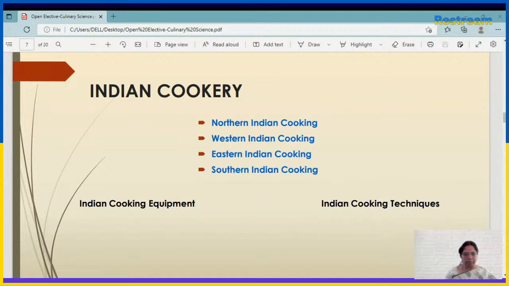So Indian recipes have their own cooking equipment and cooking techniques. So from meat-based non-vegetarian foodstuffs to vegetarian foodstuffs, here we have different Indian cooking equipment.